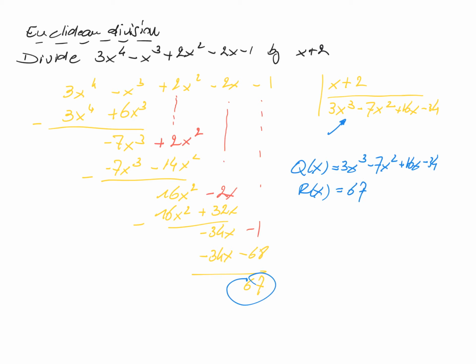So we found r of x, we found q of x. This here is my p of x. This was d of x. And with these polynomials, we can write that p of x is d of x times q of x plus the remainder r of x. The second option to do the division is through a synthetic division.